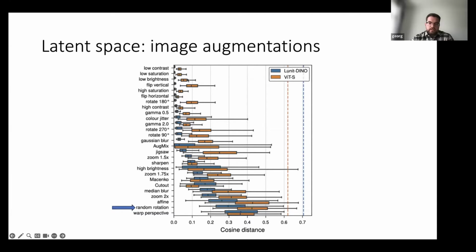robust to these augmentations. One thing we were quite surprised by is that rotating the patches by random angles actually causes large jumps in latent space. So we looked at that in a bit more detail.